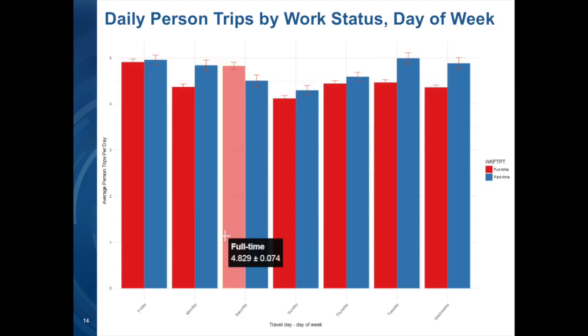Yeah. So here I'm going to add day of week. All I did was add day of week to that factor. And boom, here we go. This is daily person trips by work status, day of week. When you drill in like this, yeah, part-time workers do travel more by day of week, but not on Saturday, and it's pretty competitive on Friday. So it's pretty interesting. Play with it again.